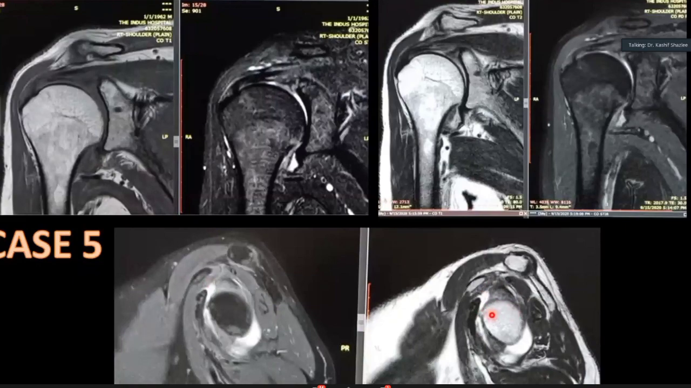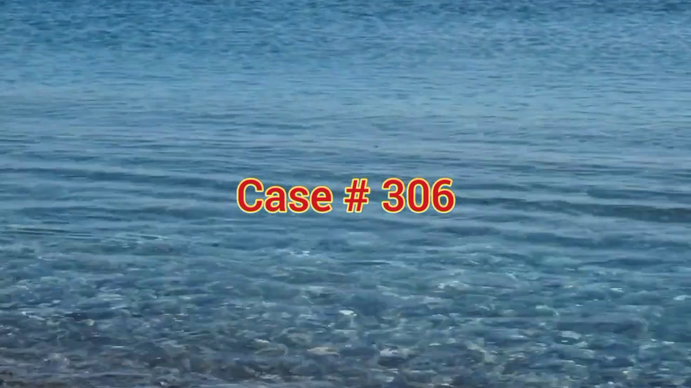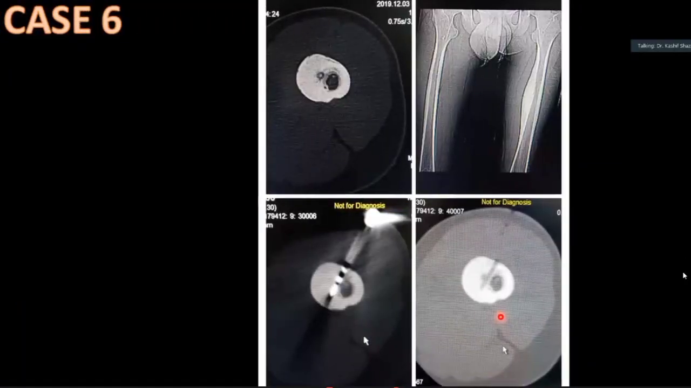So the diagnosis is superior labrum anterior posterior tear, SLAP tear. Okay, so this is a case of SLAP tear. Very typical.